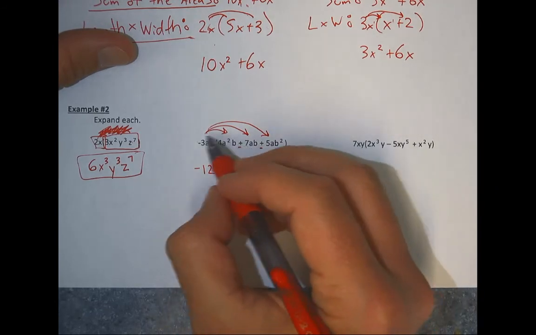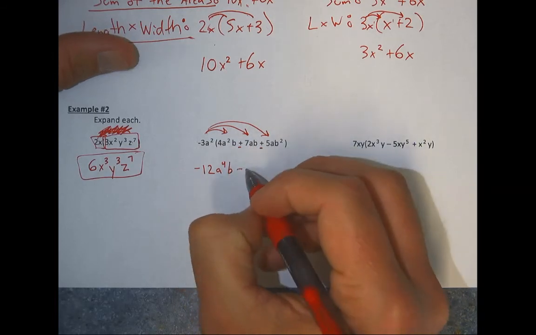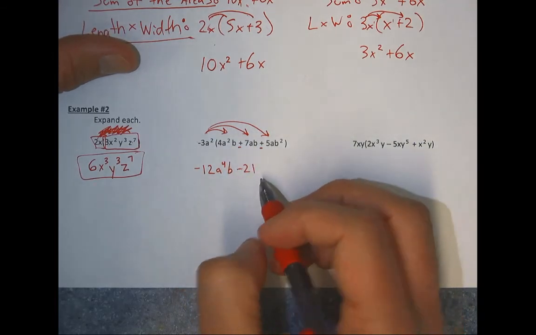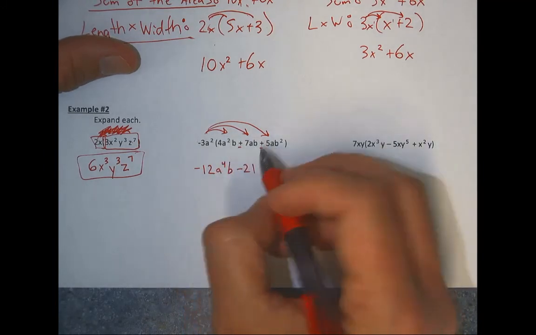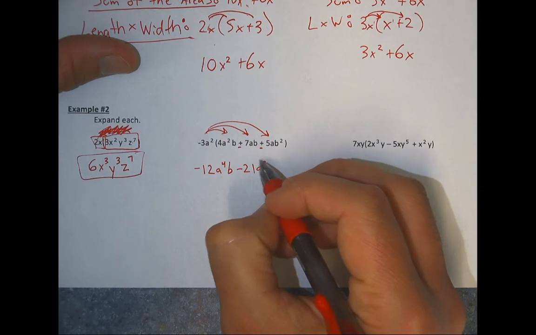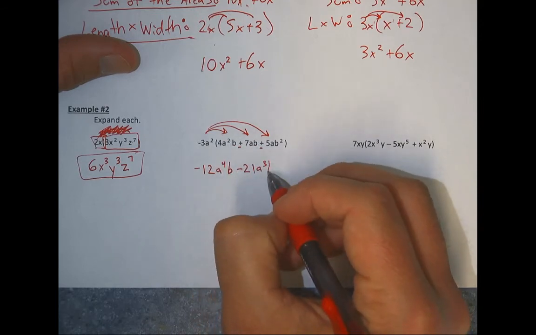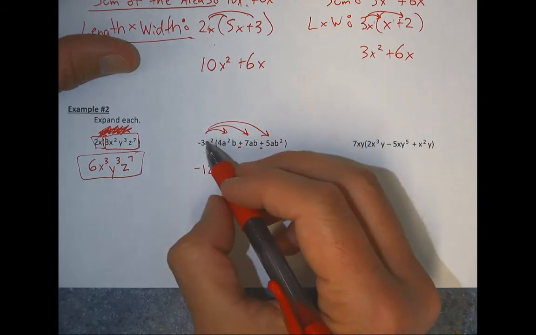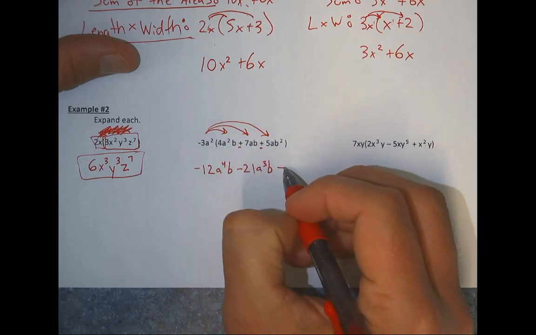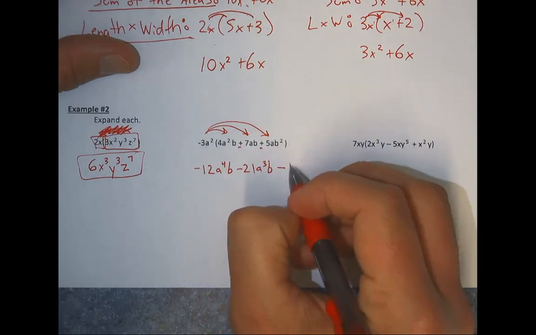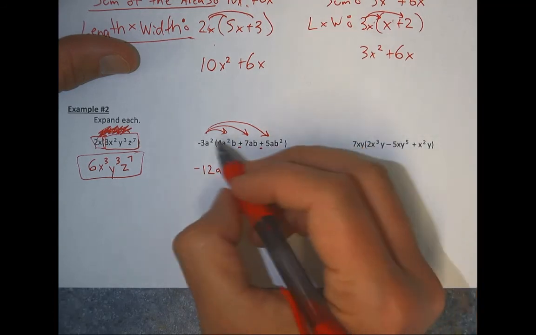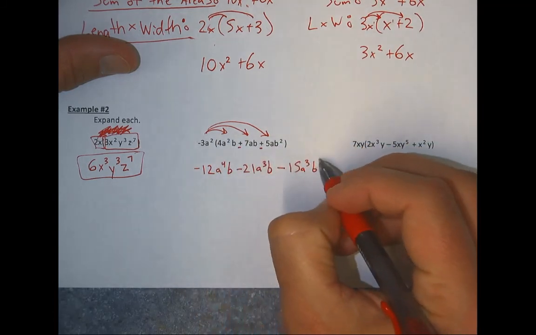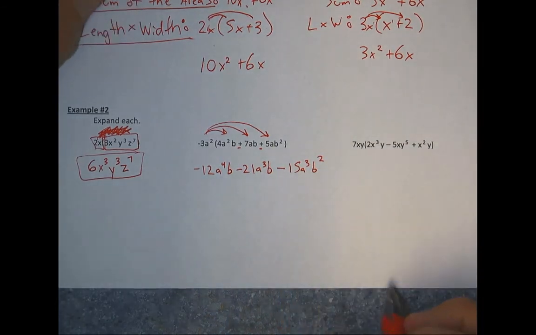Now, this is a plus, but when I multiply by negative 3 times positive 7 is negative 21. A to the second times a, you're going to add this 1 to the 2, so it's a to the third. There's no b interaction, so the b tags along. And then negative 3 times positive 5, this is negative 15. A squared times a is a to the third. And again, the b just tags along.